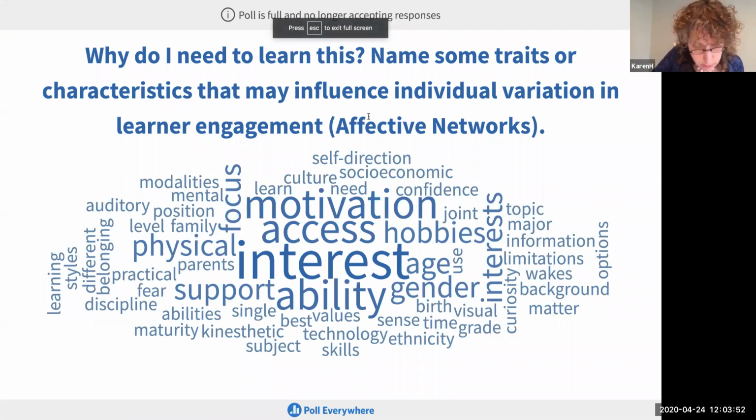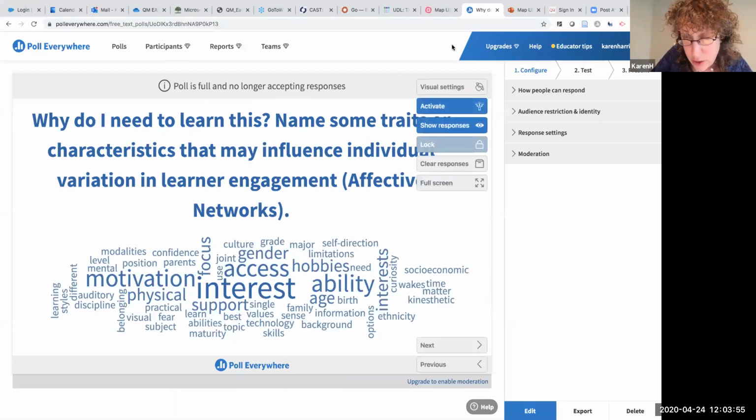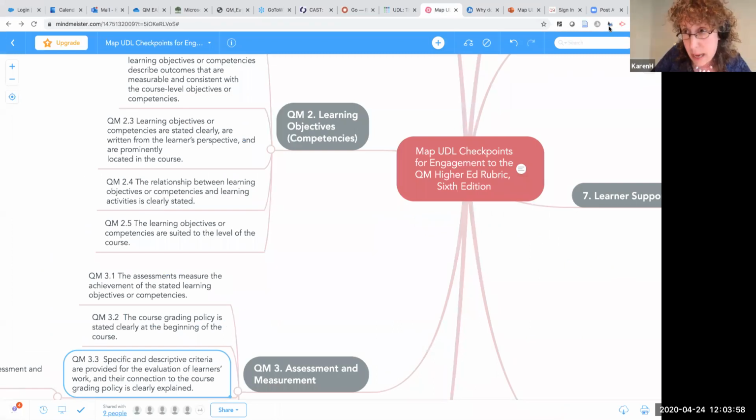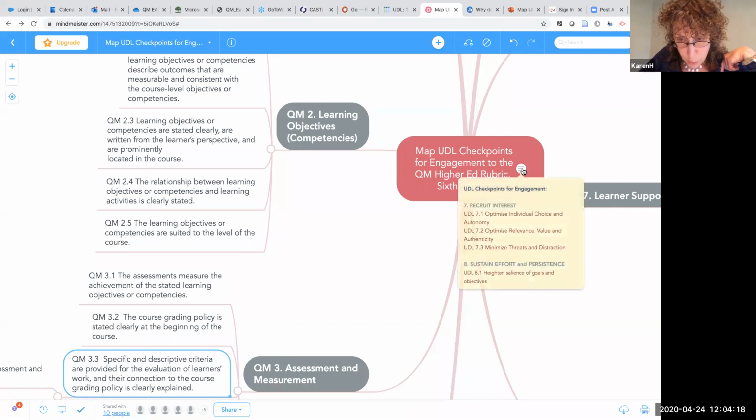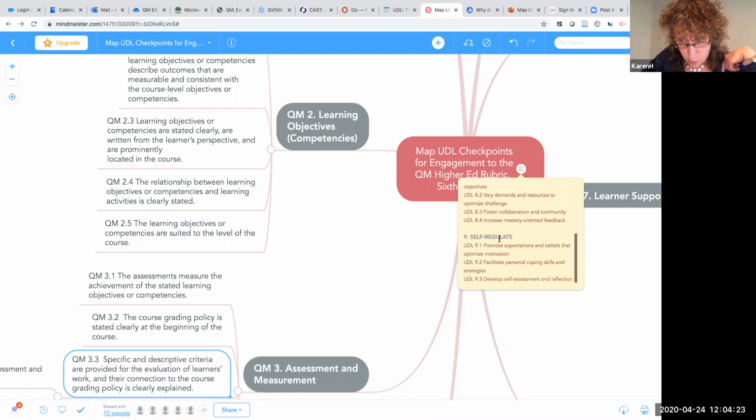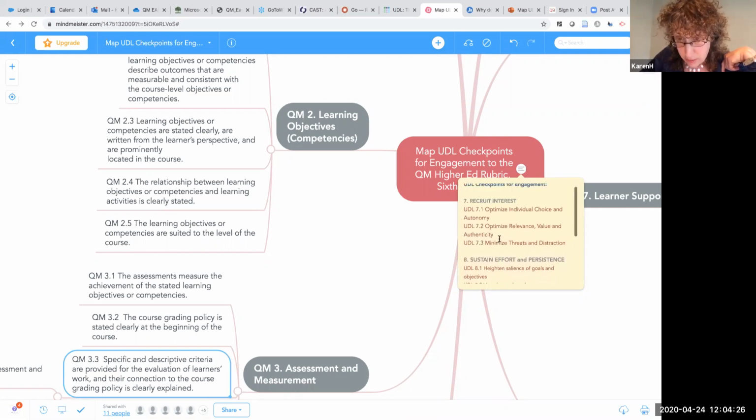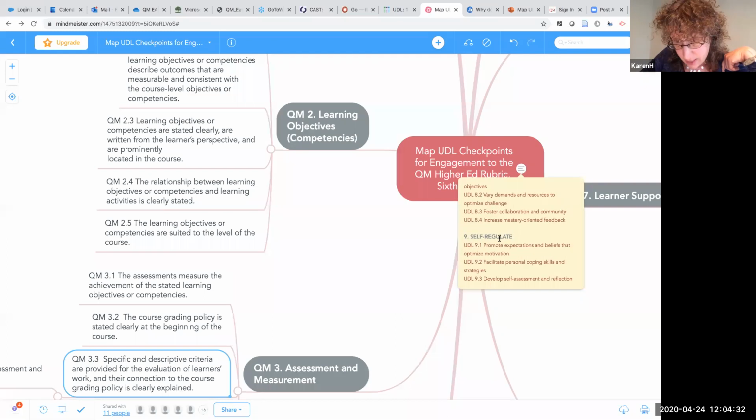I'm going to actually show you the map. So here's the map. Once you go to that URL, if you go to the very center of the map where it says map UDL checkpoints for engagement to the QM Higher Ed rubric, if you click on this little icon to the right, it looks like it has little lines, what you're going to see is I've put in all 10 of the checkpoints that we went over together today. They're all there. From recruiting interest, there's 3, sustaining effort, there's 4 more, and self-regulate, there's 3 more.